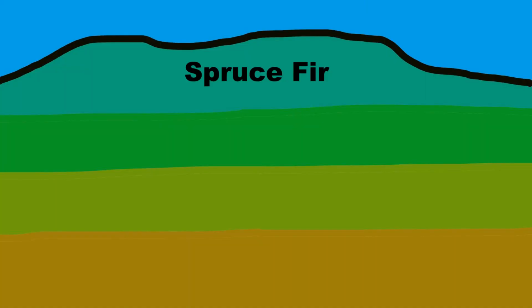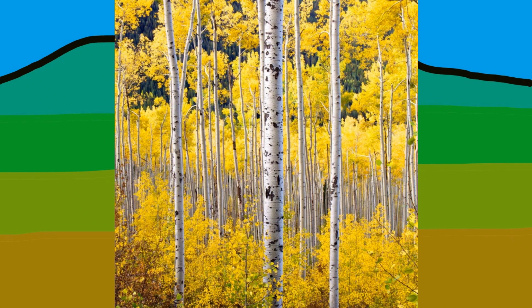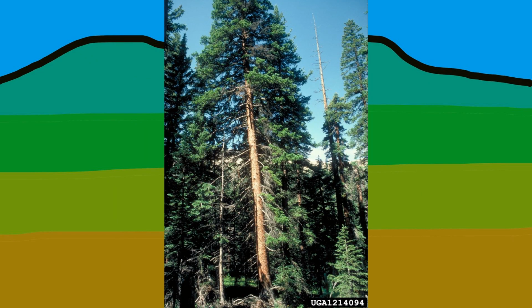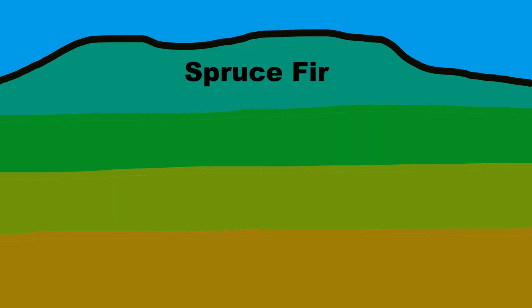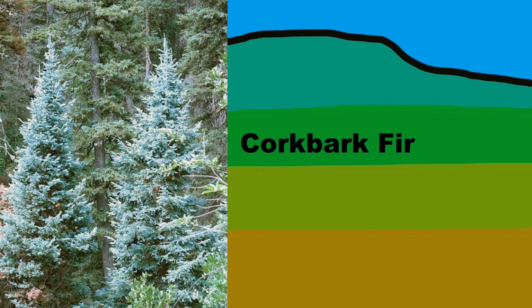All right, now a new plant for each life zone. Back to the top. Up here in the spruce fir alongside our aspen and our Engelmann spruce, I'm going to introduce another plant to you. It is the cork bark fir. I like the cork bark fir quite a bit.